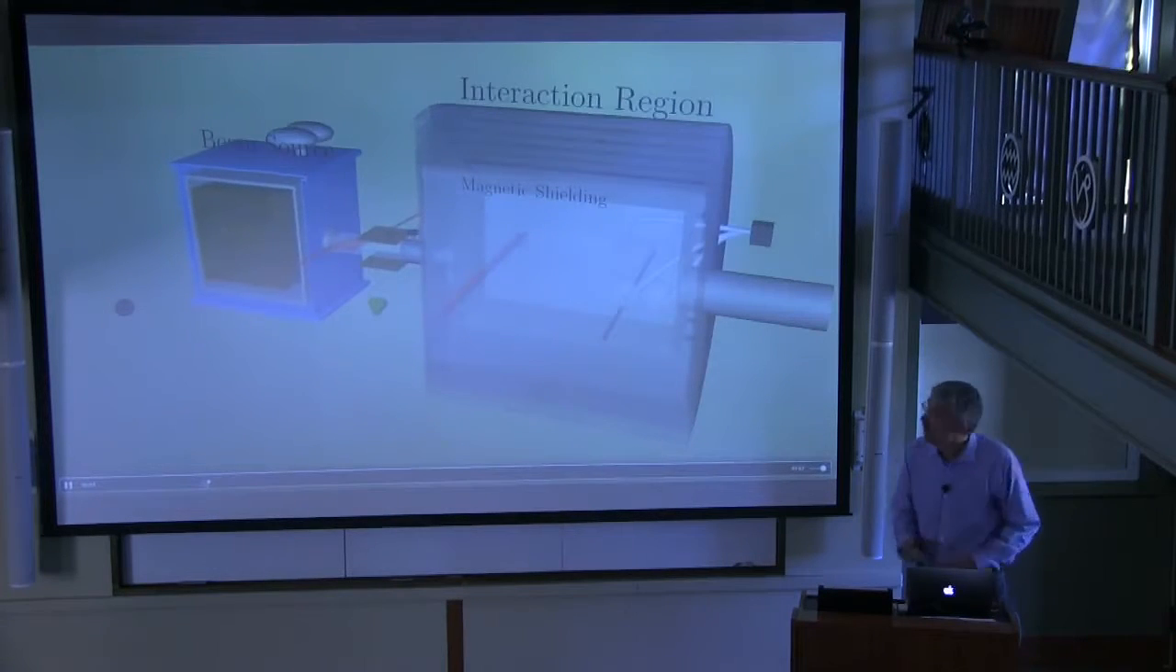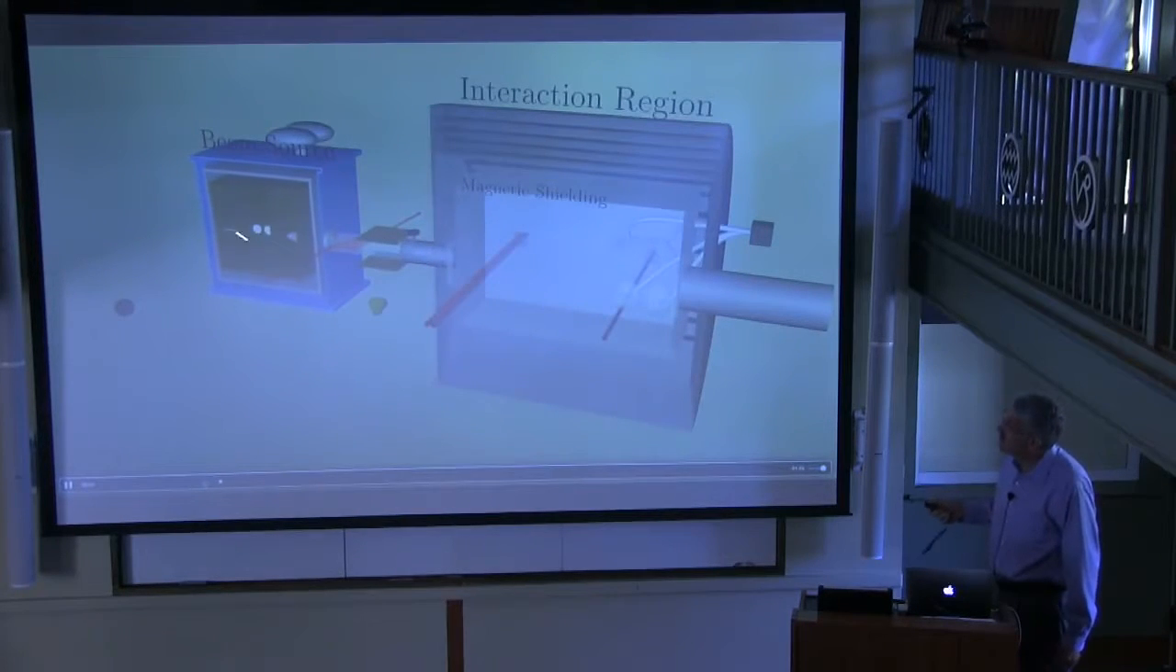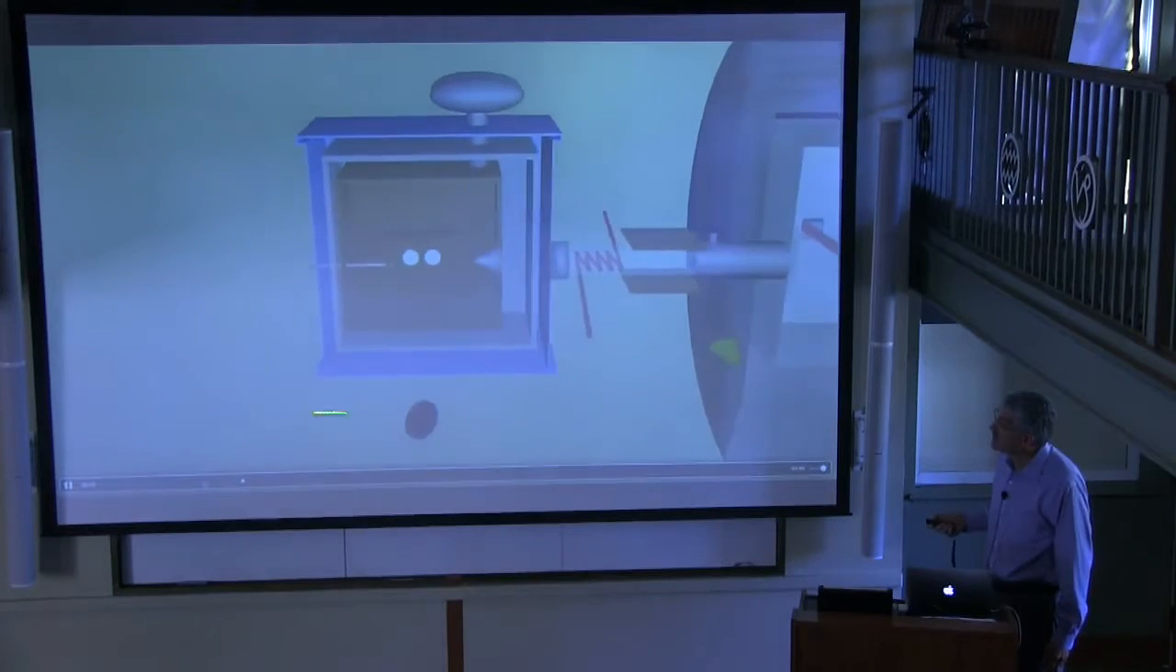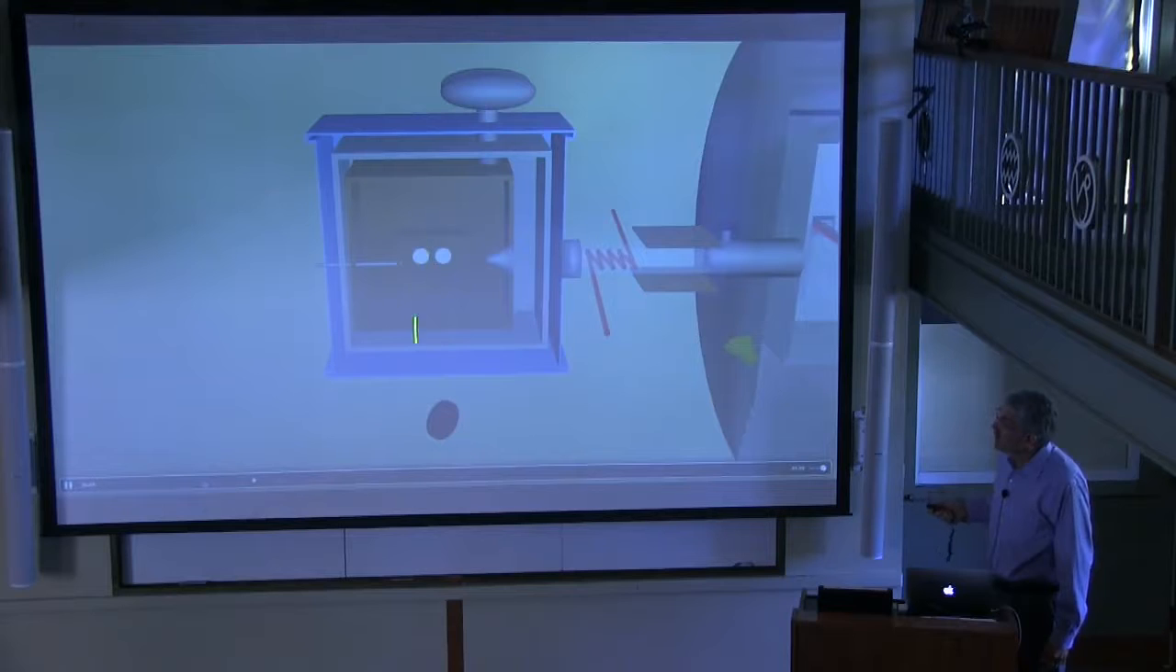And so here is the apparatus. The molecules will be created here. The way that we create the molecules is by sending a short pulse of YAG, 532 plus 1064, I believe, onto these targets of ThO2.